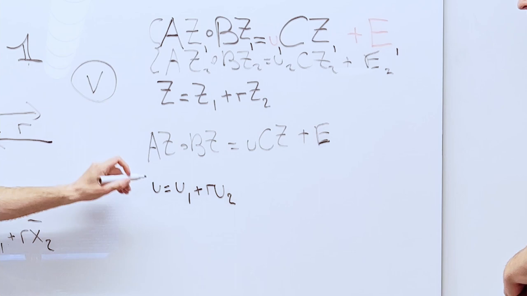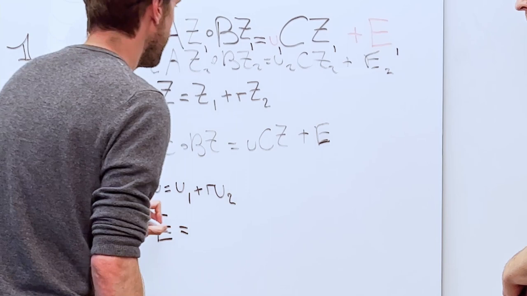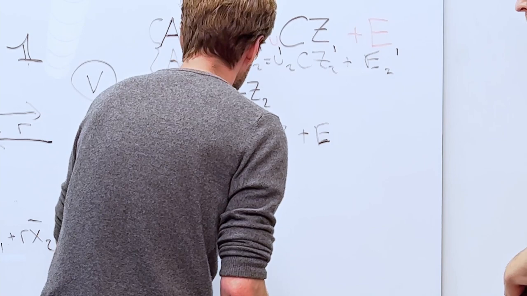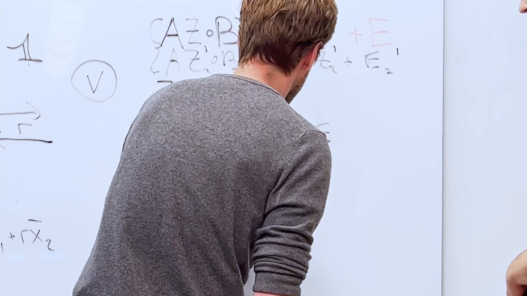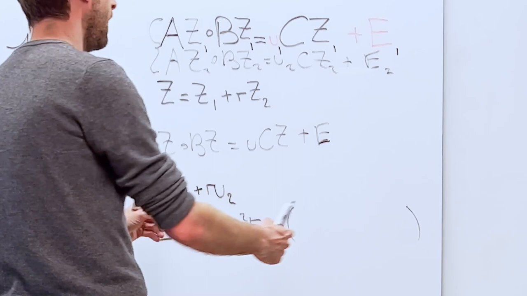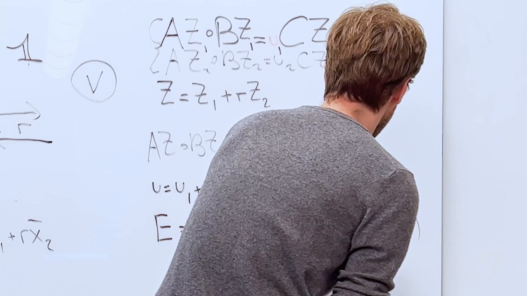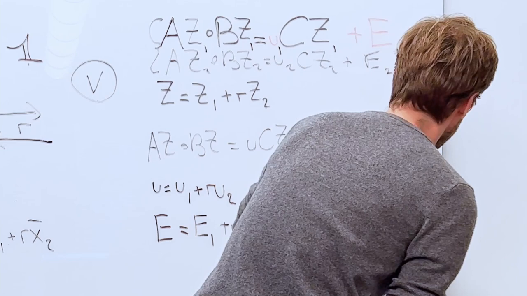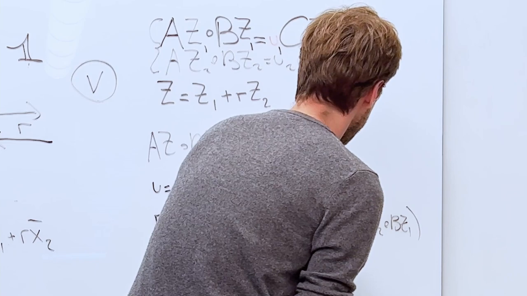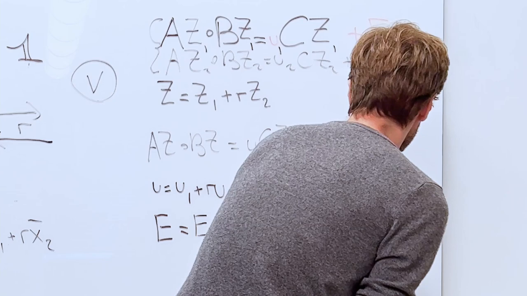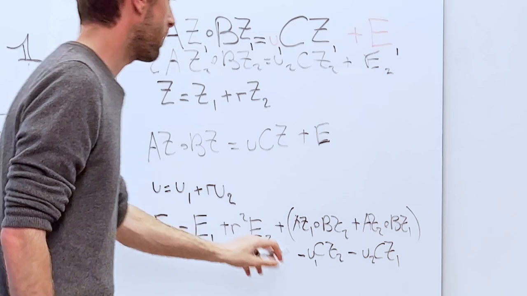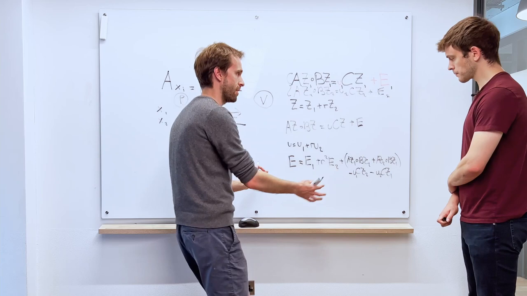So very similar looking to this one. And then E is going to end up being something like E1 plus R squared E2 plus the cross terms. And the cross terms are going to look like A Z1 times B Z2 plus A Z2 times B Z1 minus U C Z2 minus U2 C Z1. Every single cross term is basically crossing the ones and the twos, and everything cancels out and works out nicely when you plug it in.